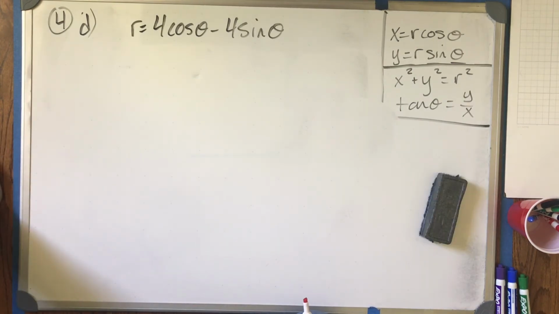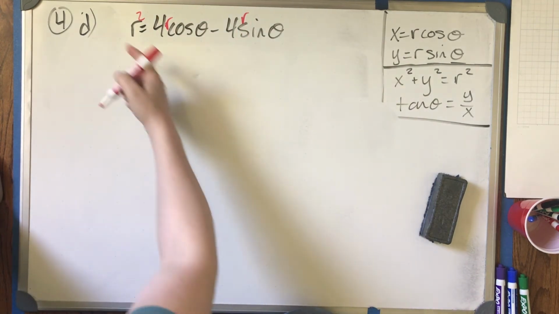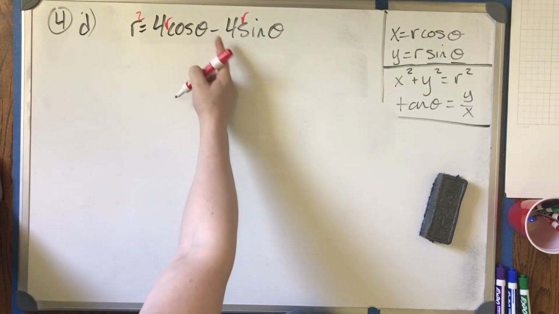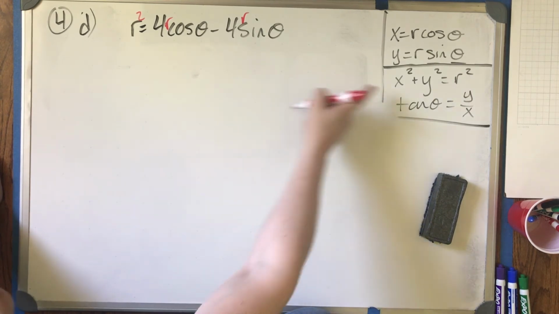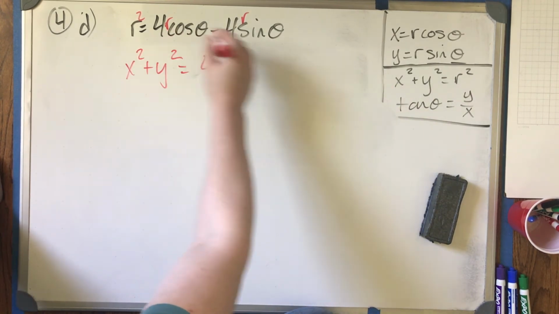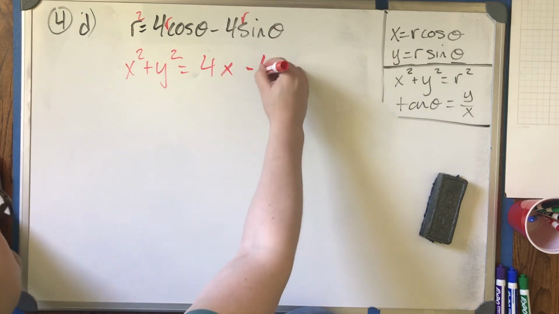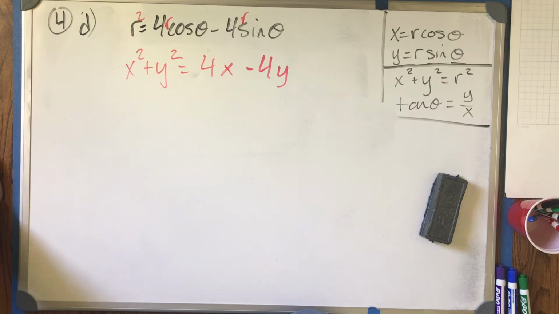For d, we have r equals 4 cosine theta minus 4 sine theta. I really need r's over here, so I'm going to multiply every single thing by an r. So I have r squared equals 4r cosine minus 4r sine. R squared is really x squared plus y squared. R cosine is really x, so I have 4x. R sine is going to be y, so I really have 4y.